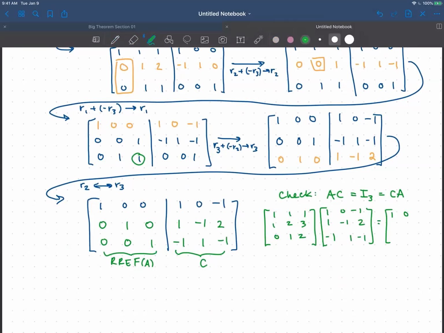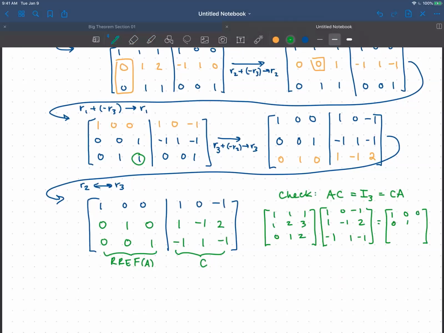We should get a 0 in the next spot, so let's check. We're going to take the first row times the third column. I have -1 plus 2 minus 1, which is in fact 0, so that's good. I do get a 0 here. And we want to keep checking this out, right? So I'm going to take 1, 2, 3 times 1, 1, -1, which gives me 1 plus 2 minus 3, which is 0. And then 1, 2, 3 times 0, -1, 1. That gives me 0 minus 2 plus 3, which is 1.